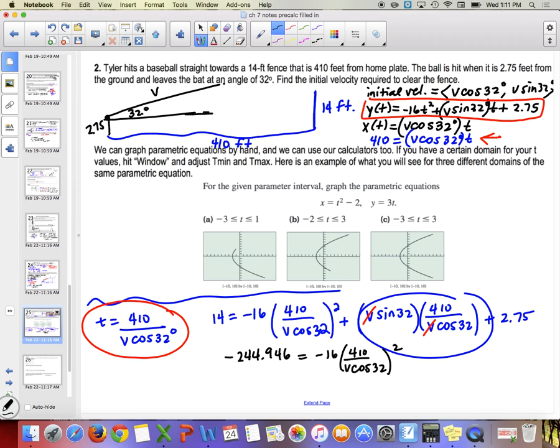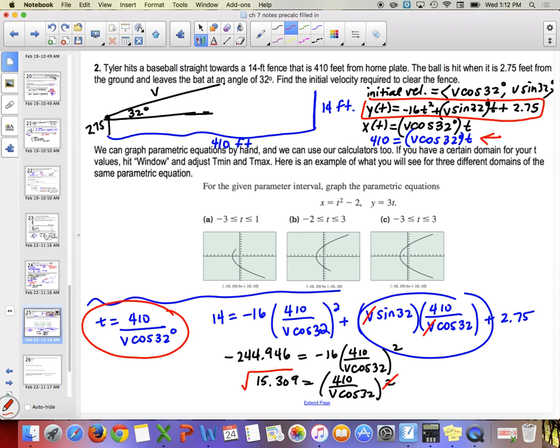Okay? All right, so we have that. So now I'm going to take that number and I'm going to divide by negative 16. You got it? So 15.309 equals 410 divided by v cosine of 32, squared. What do you think my next step is? Get rid of the square. Square root.